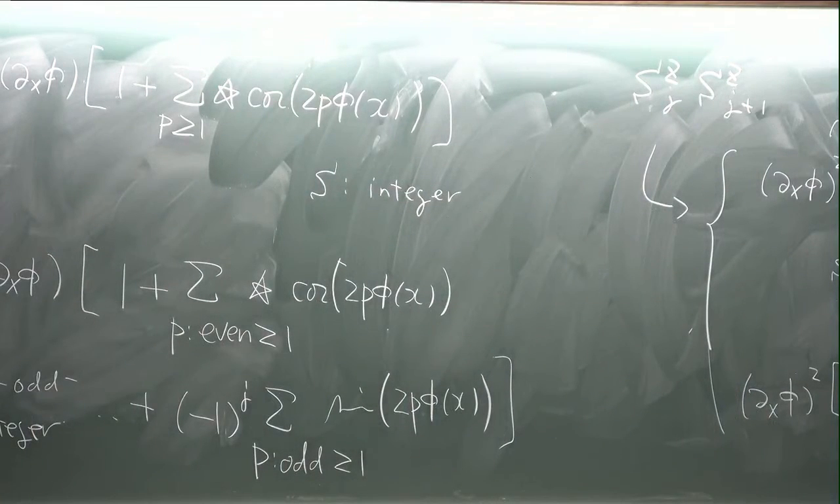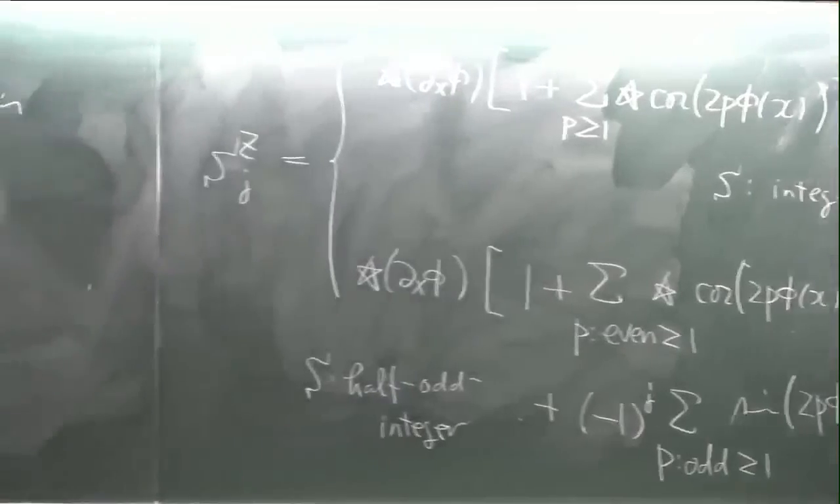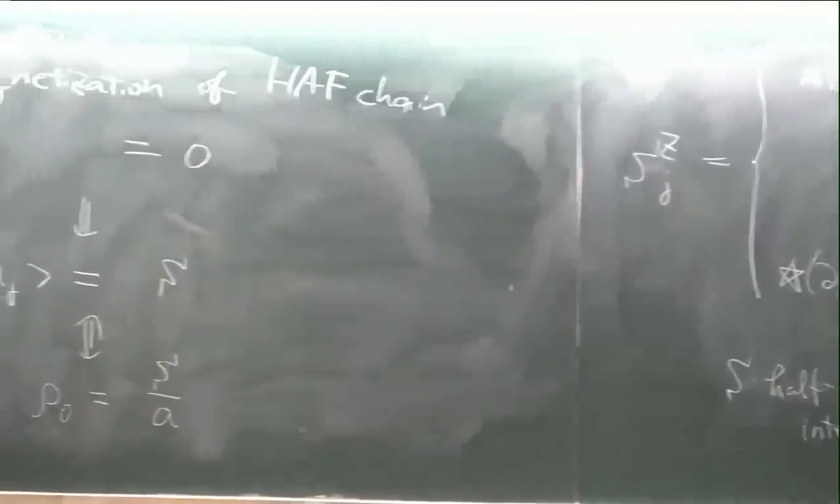So if you analyze this S^z, then you get some perturbation to the free boson field theory. But then the question to be asked is whether this perturbation becomes important in the low energy limit or not. And that you can analyze by the renormalization group.